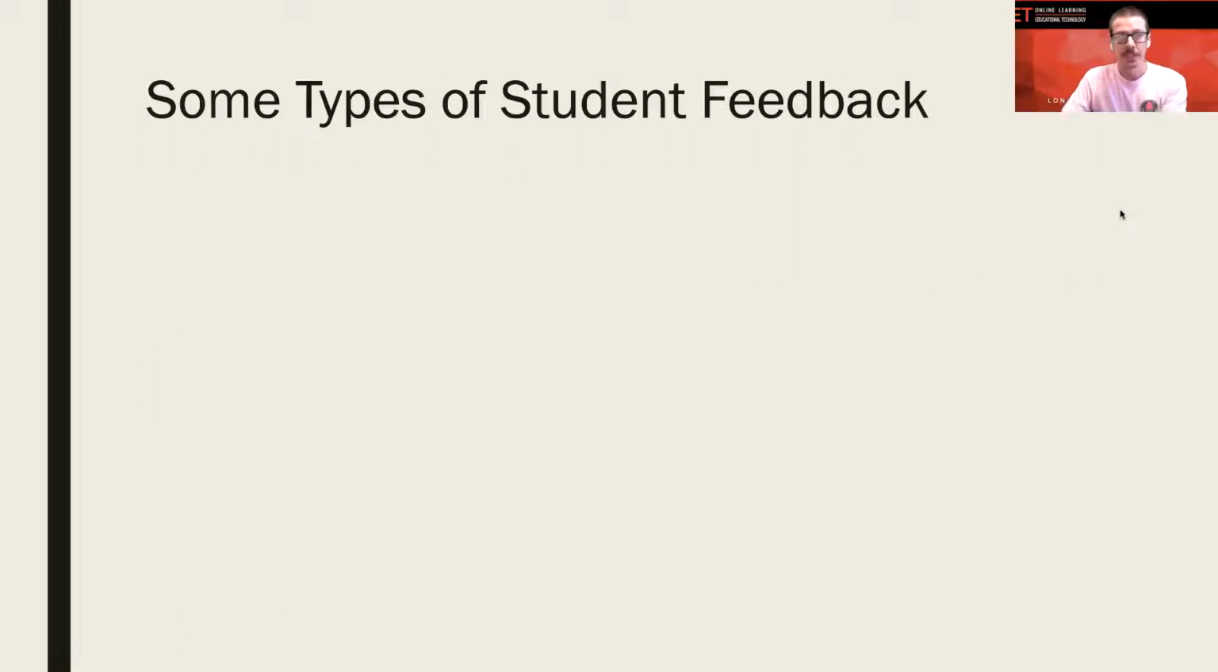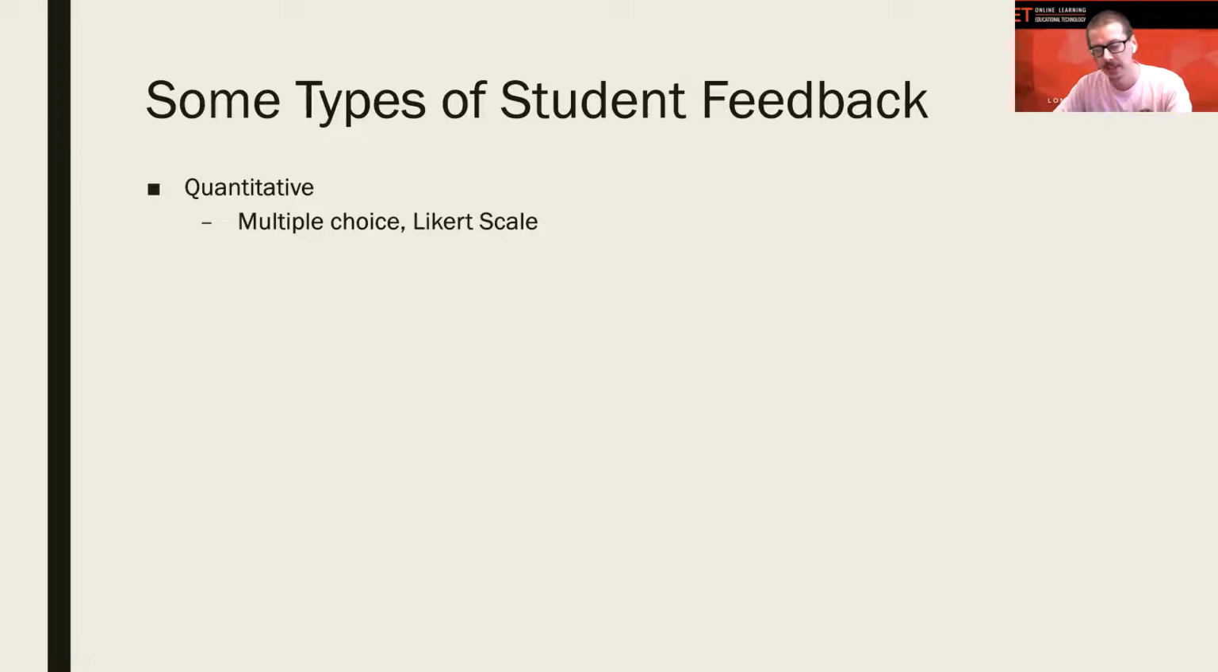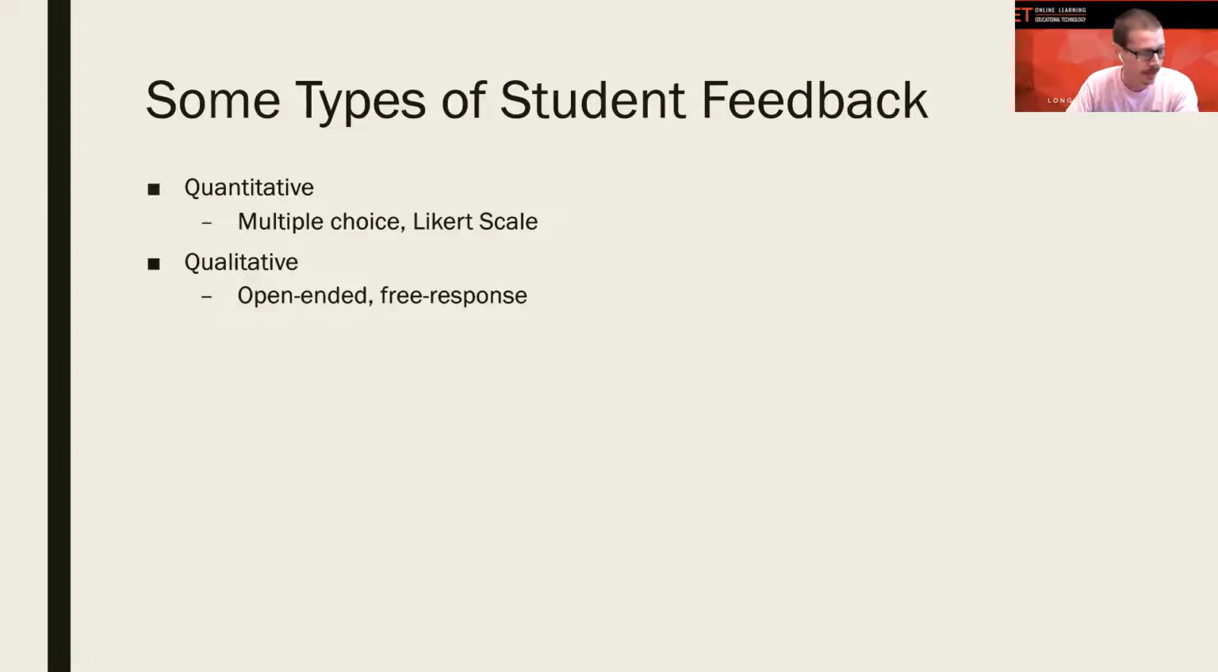Okay, so some types of student feedback, and there are different ways to break this down, but being very general, we can think of it as quantitative, so multiple choice, or Likert scale. So on a scale of 1 to 5, well, how do you feel about this, that, or the other thing? Qualitative tends to involve more writing, so open-ended, free response. So tell me about your experience in this class, and asking students to write upon that prompt. And then, of course, a mixed approach, which pulls from quantitative and qualitative student feedback.